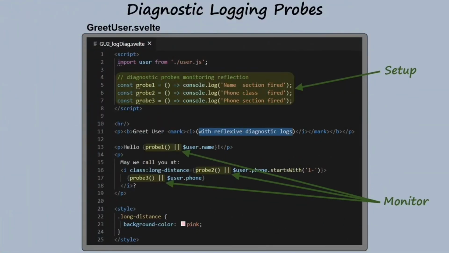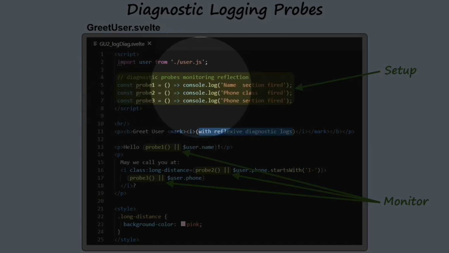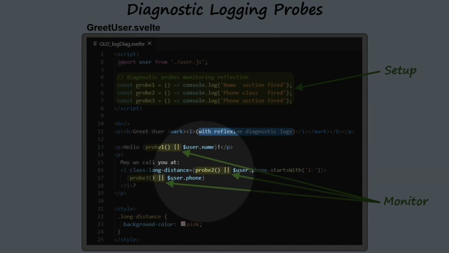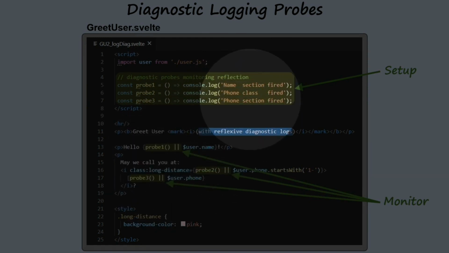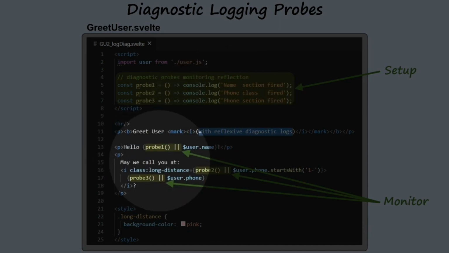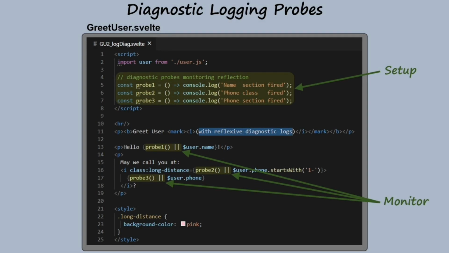So let's add diagnostic logs to our GreetUser component. You can see here that I've set up a series of probes, which are just functions, to make it a little more concise in the actual logical OR expression. And then down here, we're actually monitoring them. So I'm putting the probes in, logically ORing them appropriately. It's important to use unique text within the logs so you can correlate which text is associated to which probe.